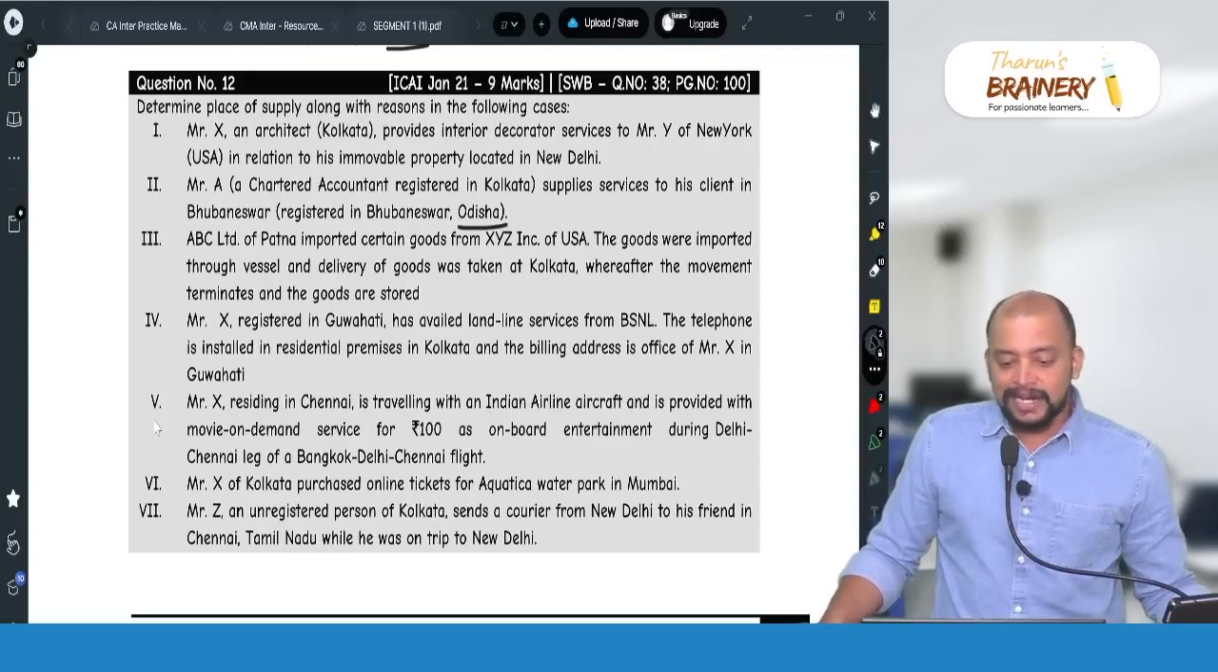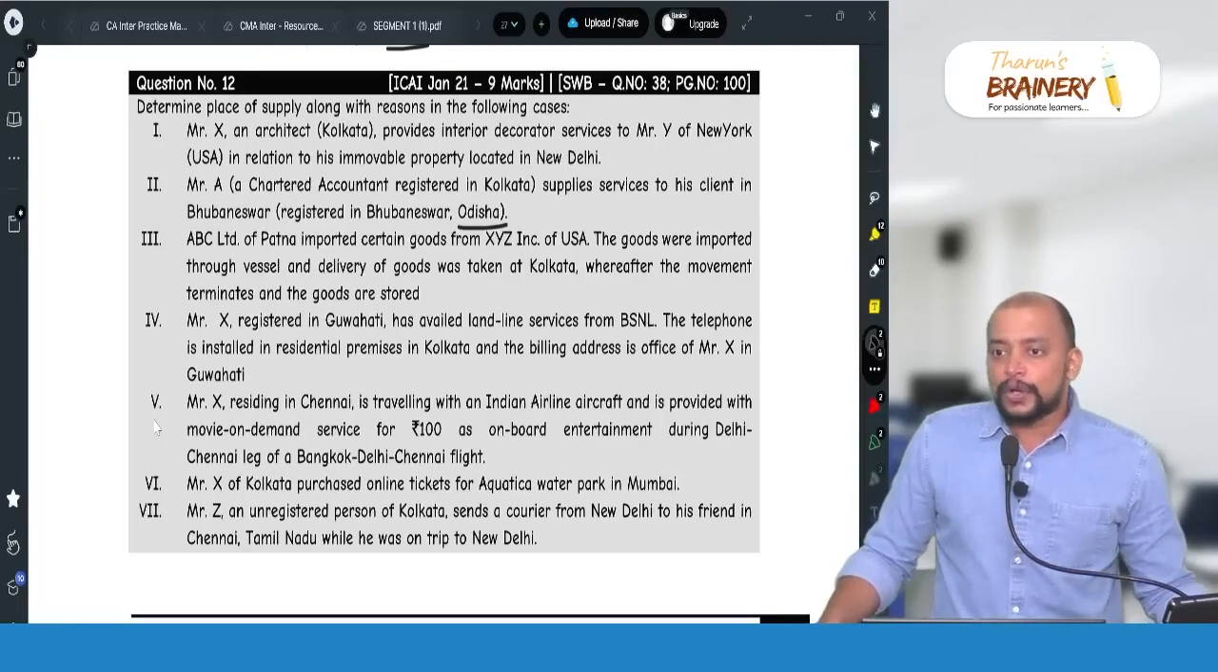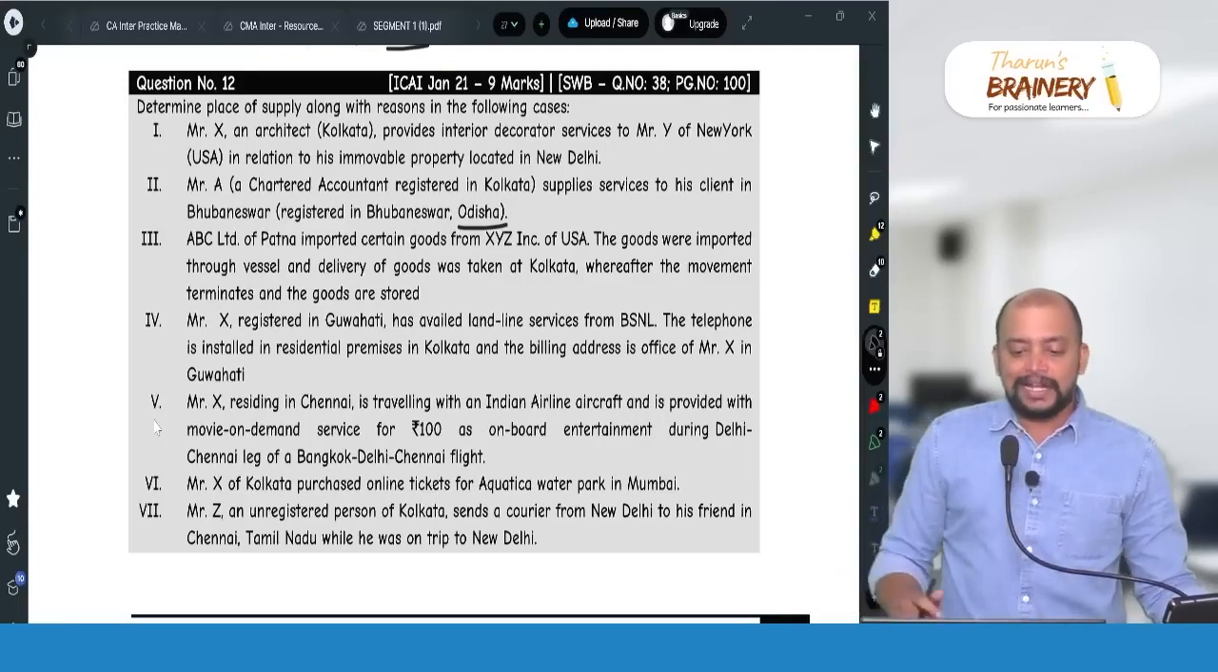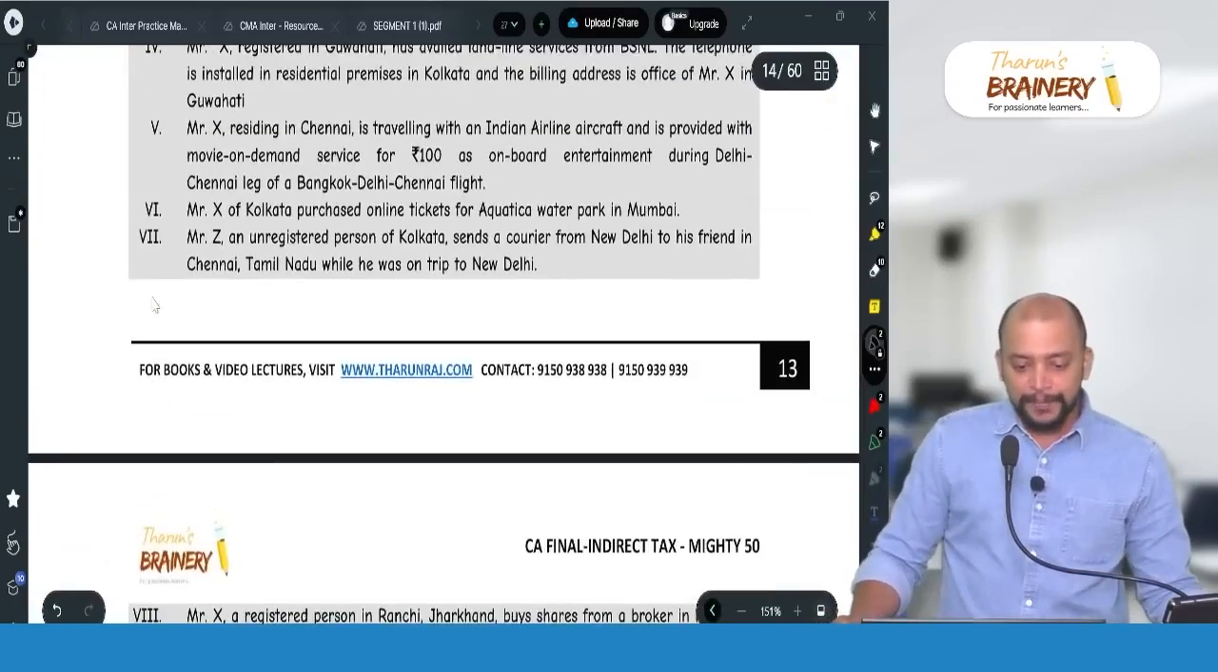Whereafter, the movement terminates and the goods are stored. Now, even though the goods are imported in Kolkata, in case of section 11, import of goods, the location of importer will be taken as the place of supply. That is, Patna will be taken as place of supply.